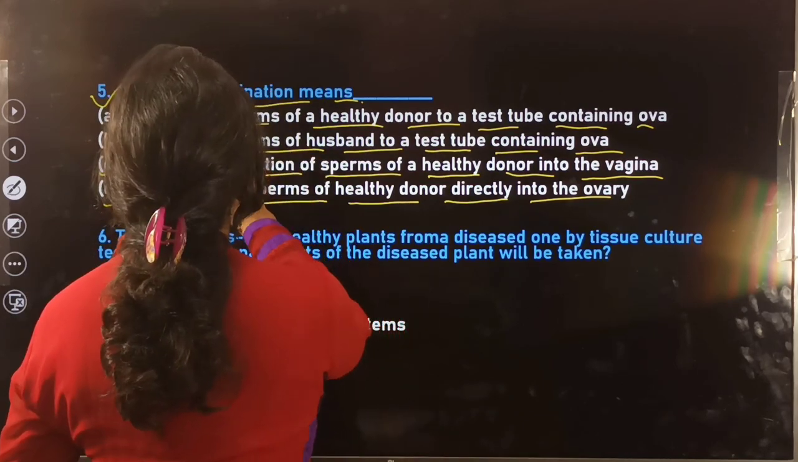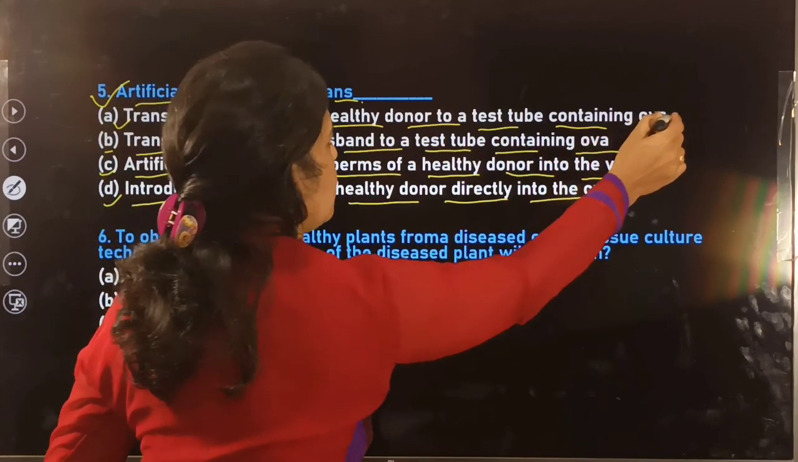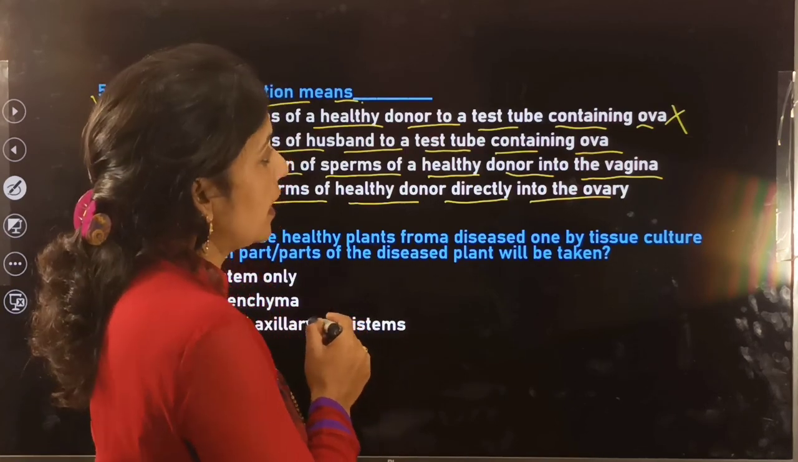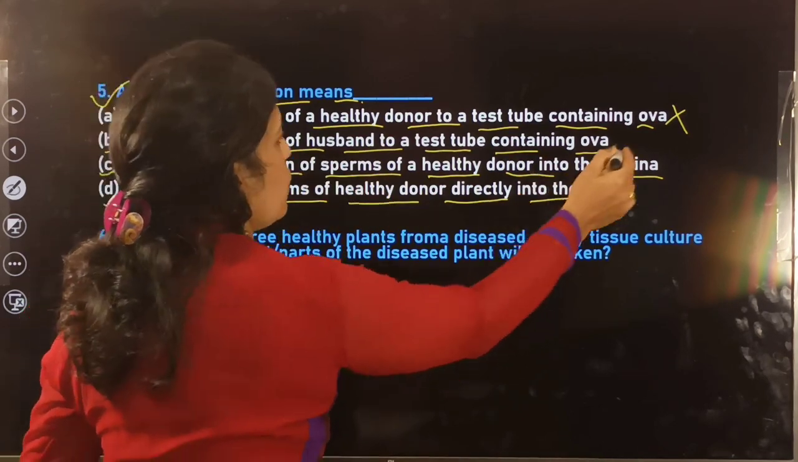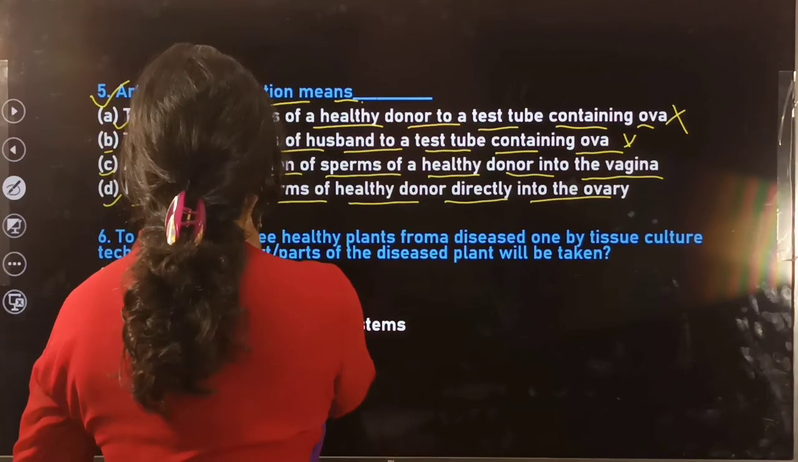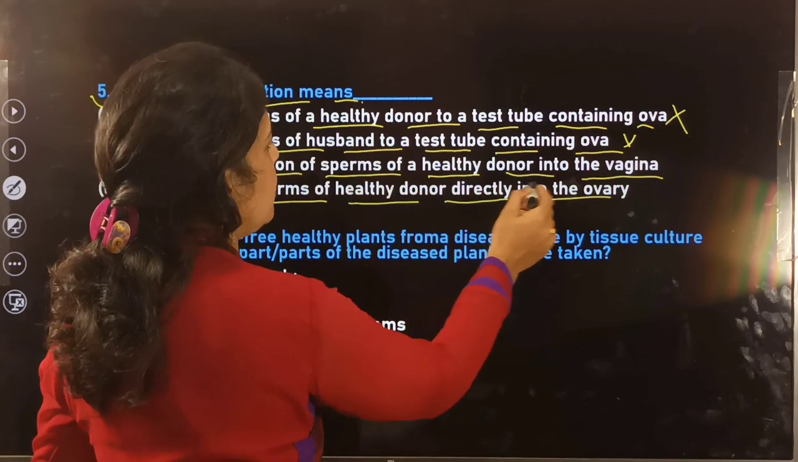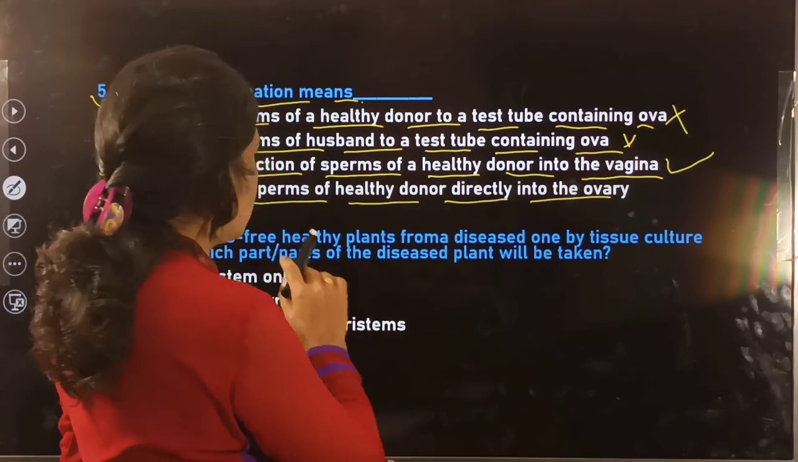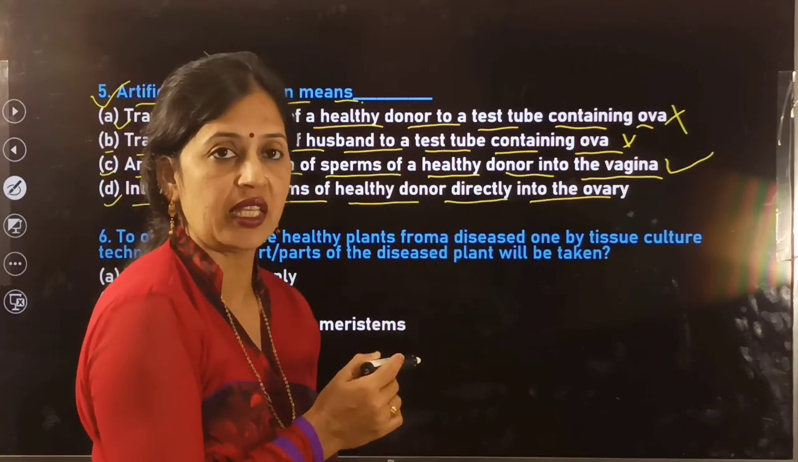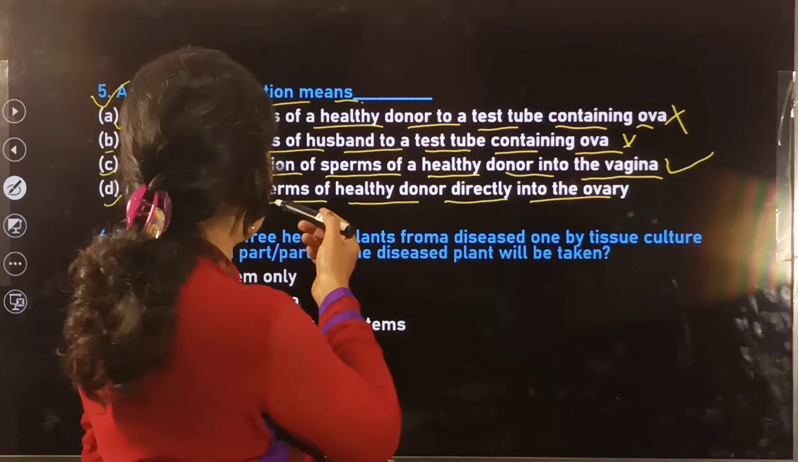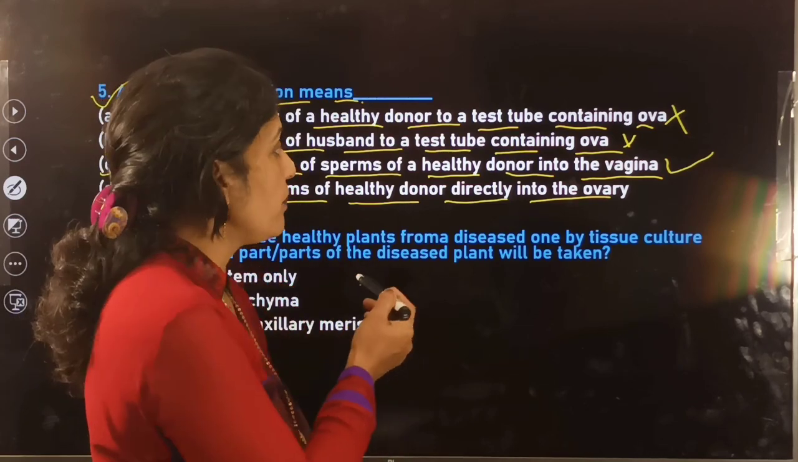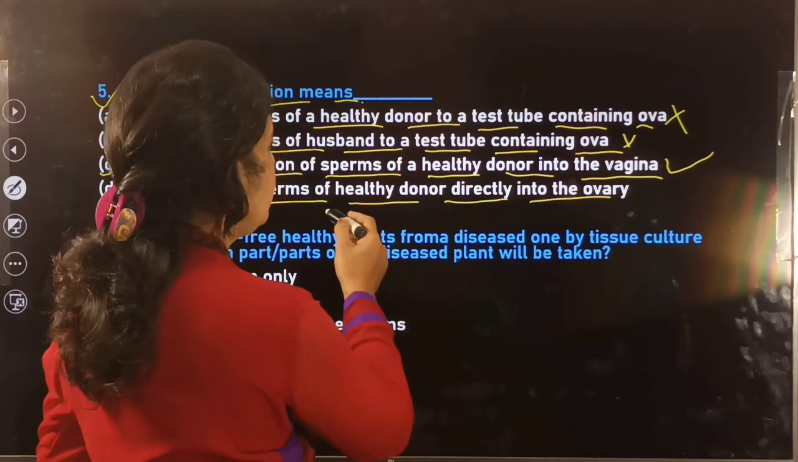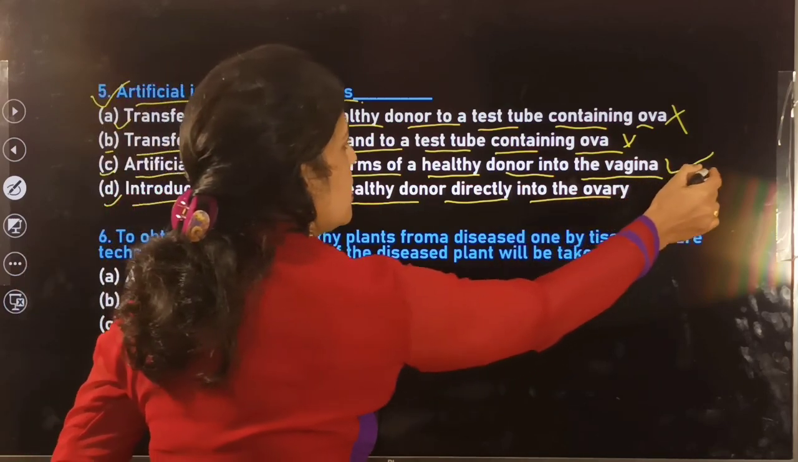So, bache, artificial insemination means, that is transfer of sperms of a healthy donor to a test tube containing ova. It is the wrong option, as this is not artificial insemination. Second, transfer of sperms of husband to a test tube containing ova, it is again the wrong option. Artificial introduction of sperms of a healthy donor into the vagina, this is the meaning of artificial insemination. So here option C is the right answer for the question number 5.